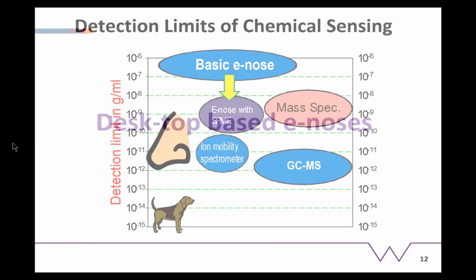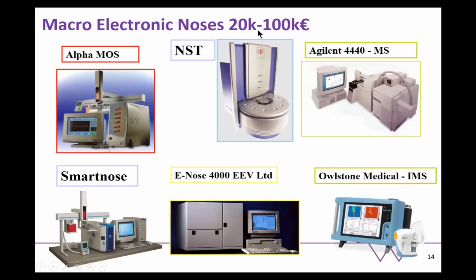So what about desktop units? For around 20,000 upwards, you can buy these commercial instruments. The company I founded in 1993 is over here, Alphamos. It's a sort of market leader, and it still exists today. Here you can see an electronic nose, a headspace autosampler, and a computer, so it's a desktop-based unit.